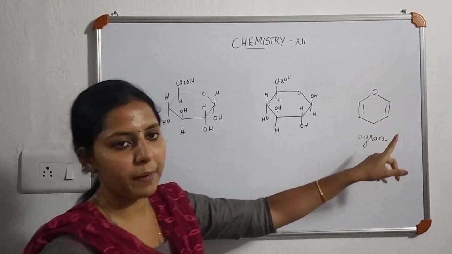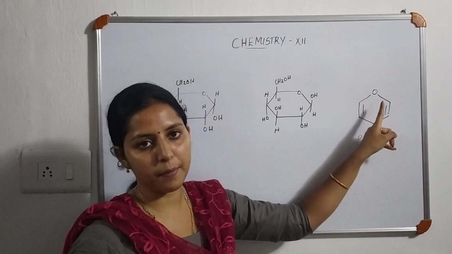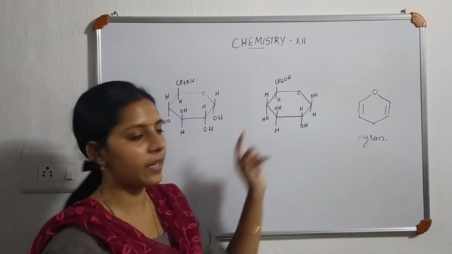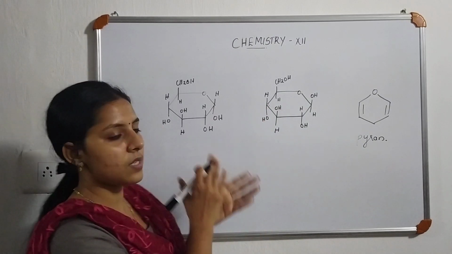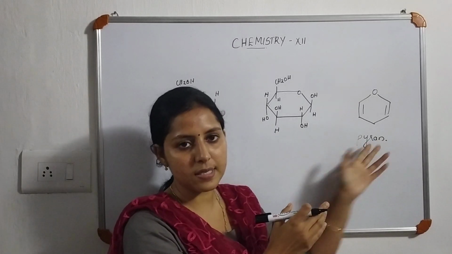This is the structure of pyran. It's a six-membered ring with 1 oxygen and 5 carbon. Here also 1 oxygen and 5 carbon. So these Haworth structures of glucose show similarity with this pyran structure.